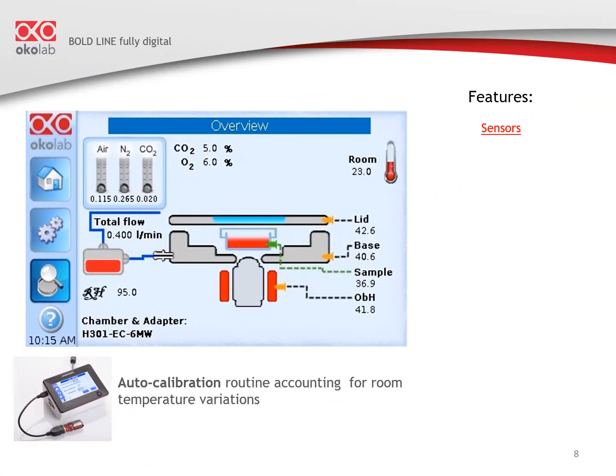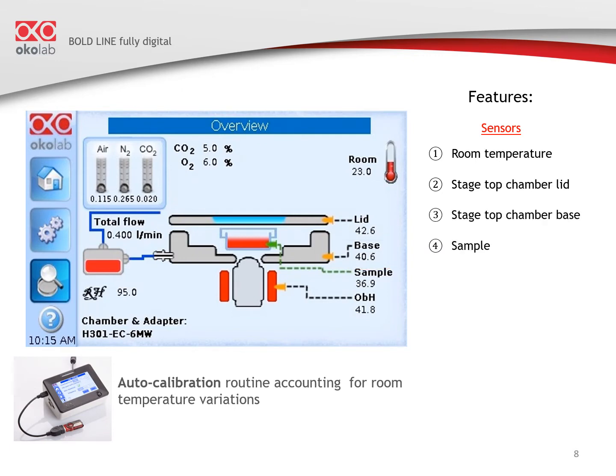The intuitive touchscreen interface displays readings from all the temperature sensors. The system automatically adjusts the temperature of each component to ensure that the sample is at the desired set point. It monitors the room temperature, controls the temperature of the chamber lid and base, and shows the sample's temperature if you operate in sample feedback mode, and the objective heater.